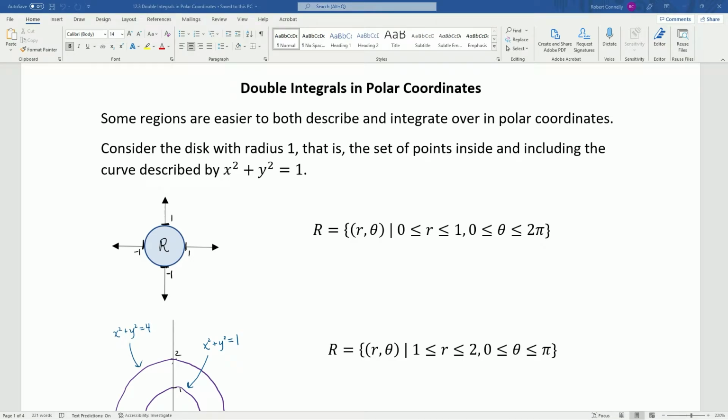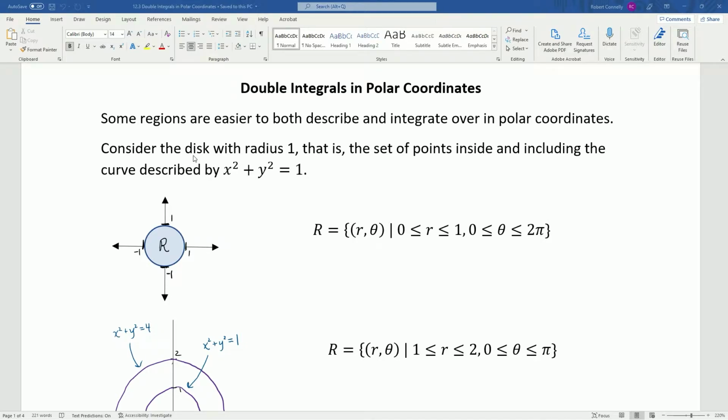Hello everybody, and welcome to our video on double integrals in polar coordinates. As we've seen before, some regions are easier to describe in polar coordinates, but they are also easier to integrate over in polar coordinates. So let's look at a couple descriptions of regions like this as a reminder.